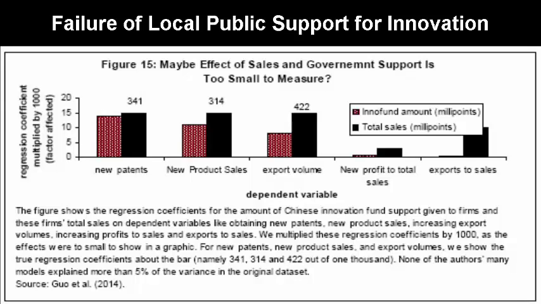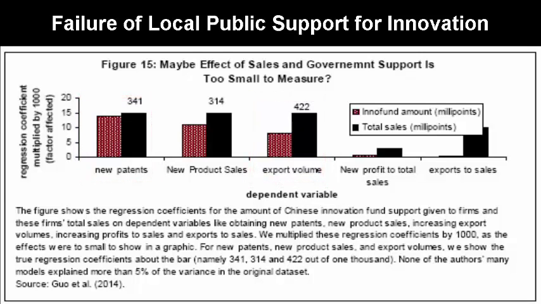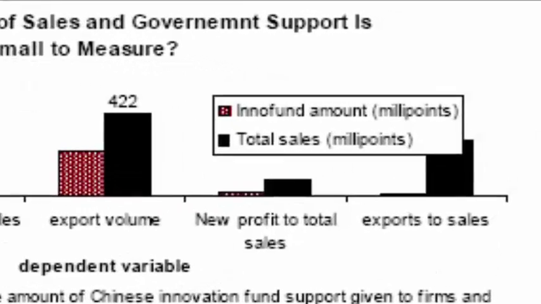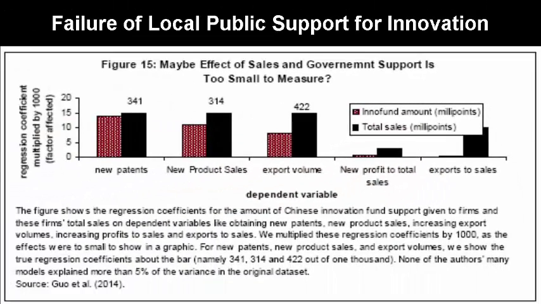Guo et al. in this infographic point to the effect on total sales of variables like new patent filings, export volumes, and so forth. And what we see is that companies receiving InnoFund support from the Chinese government tended to see larger sales, new patents, new product sales, higher export volumes, and so forth, but the effect was so small that the only way we could show it in this infographic was to multiply that effect by 1,000. These data thus suggest that if China's Innovation Fund had any impacts, the measure of those impacts would likely be very small indeed.